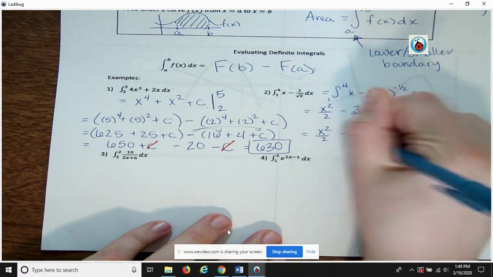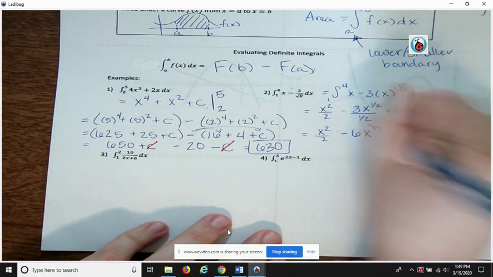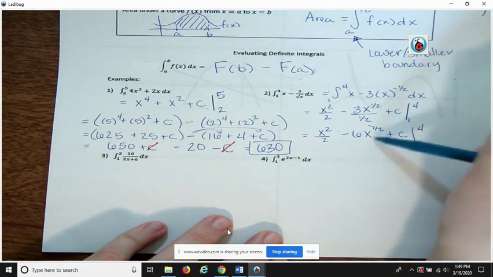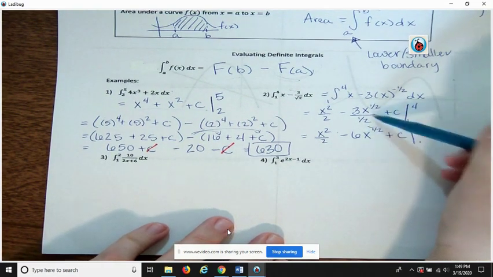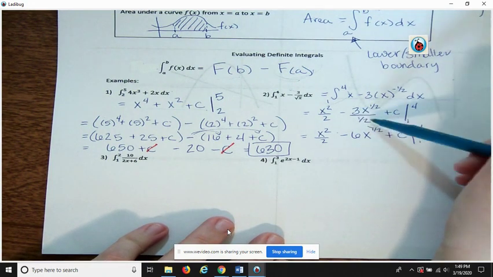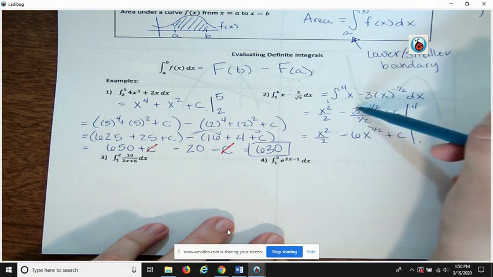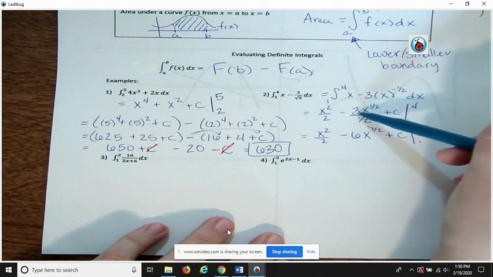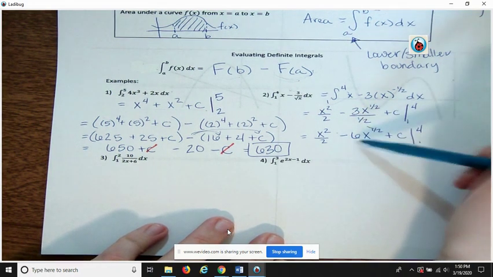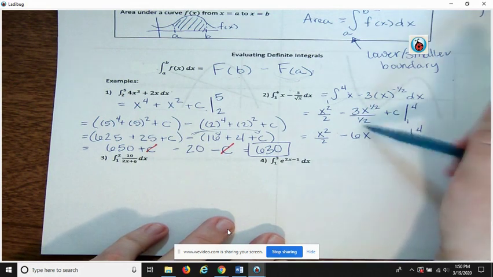Minus 6x to the 1/2 plus c. Claire, we did some fraction stuff here. When we divide by a fraction, we take the denominator and we're just flipping it. So this is really 3 times 2 over 1. And 3 times 2 is 6. Divide that by 1, you still get 6. So that's where the 6 came from.